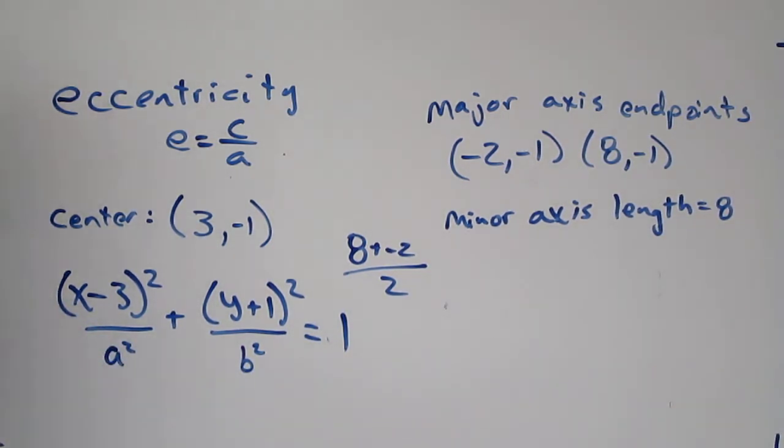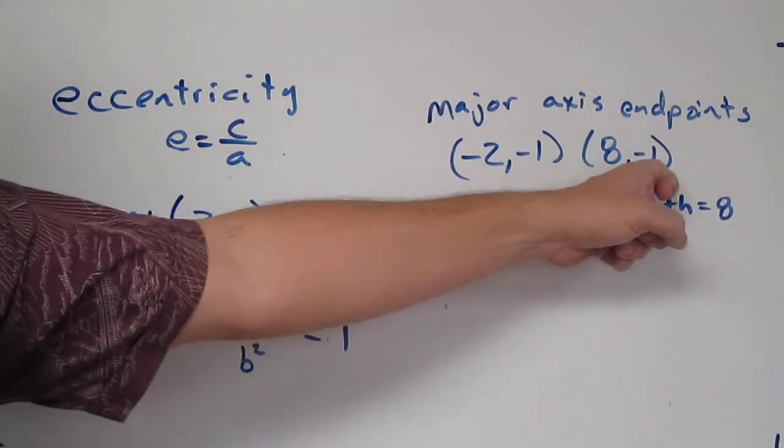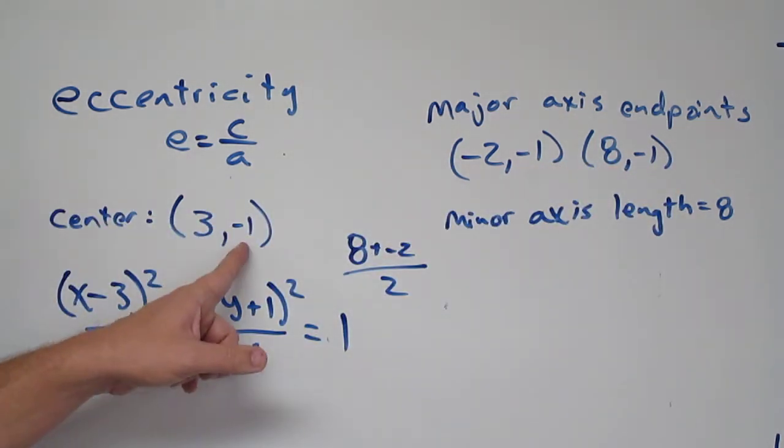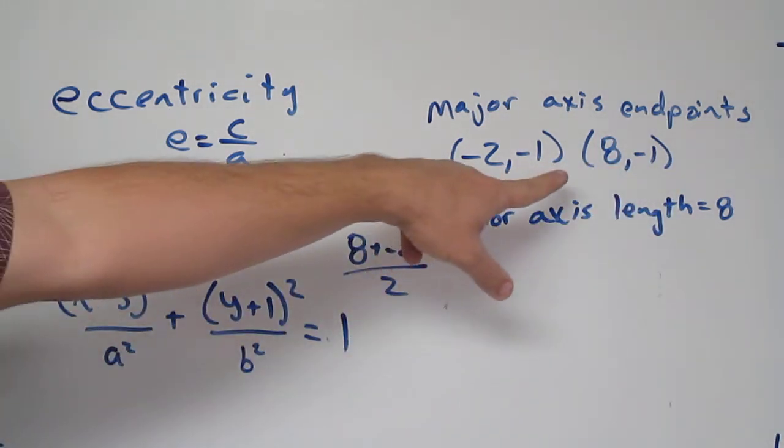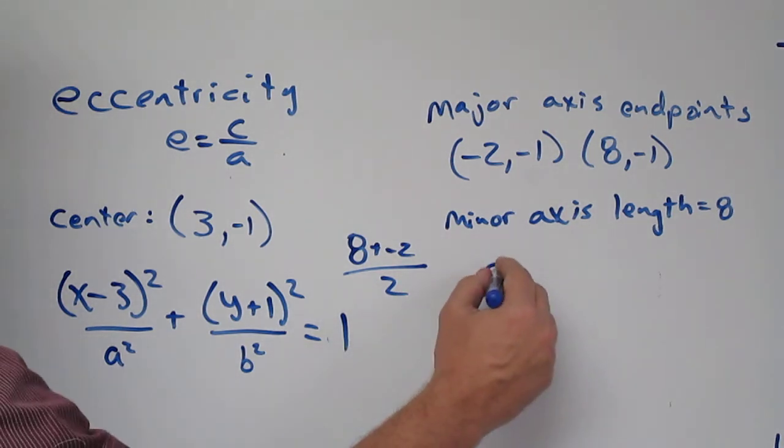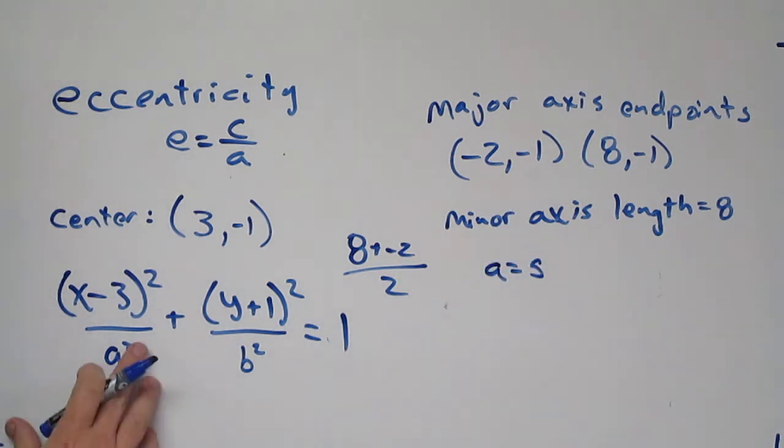Hopefully you've been thinking, hey, I know what a and b are, or I could find them quite easily. If I went from (3, -1) to (8, -1), that's a distance. Again, the -1s don't change, but from 3 to 8 is a distance of 5. So a is going to equal 5. So I can make this 25.